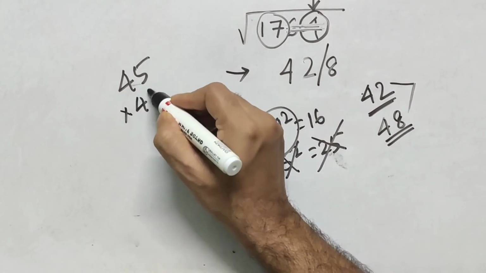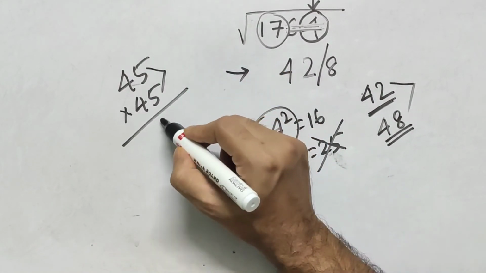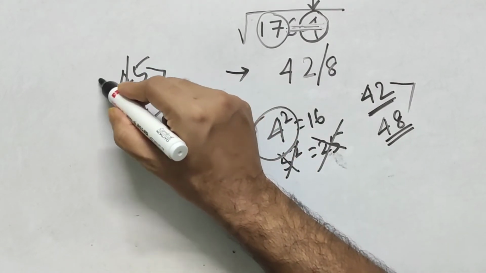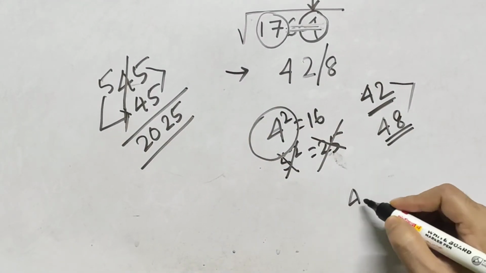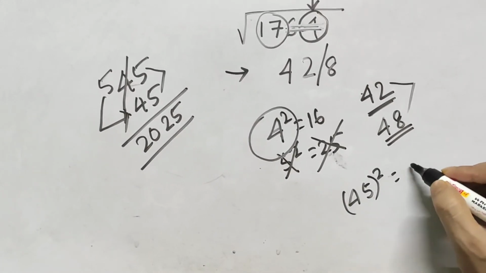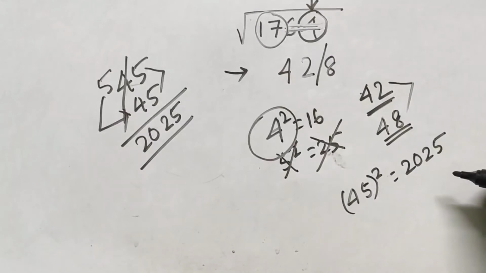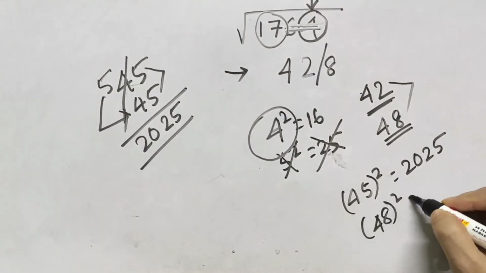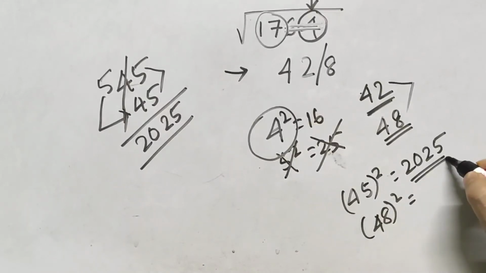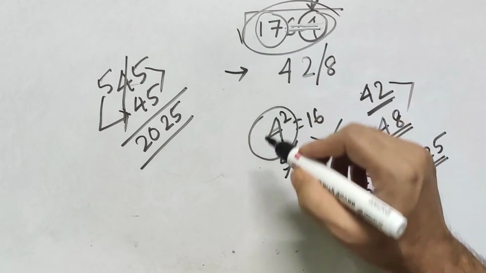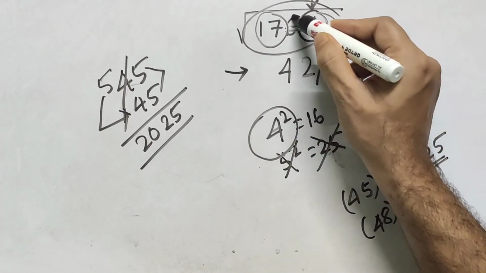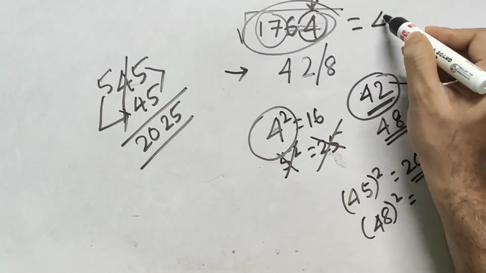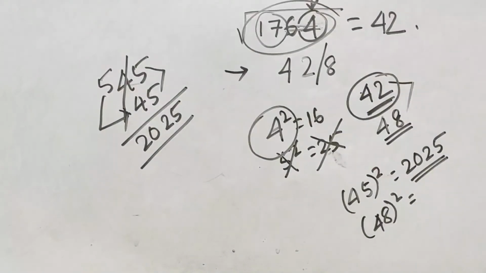That means 45 into 45. Same process again. 5 5s are 25. Cut it. 4 plus 1, it becomes 5. 5 into 4, it becomes 20. That means 45 square, see here, 45 square is 2025, right? That means if I make 48 square, it will become more than 2025, but we have less than 2025, which is 1764, right? That means our answer is going to be 42. So square root of 1764 is 42, right? I hope you are understanding.